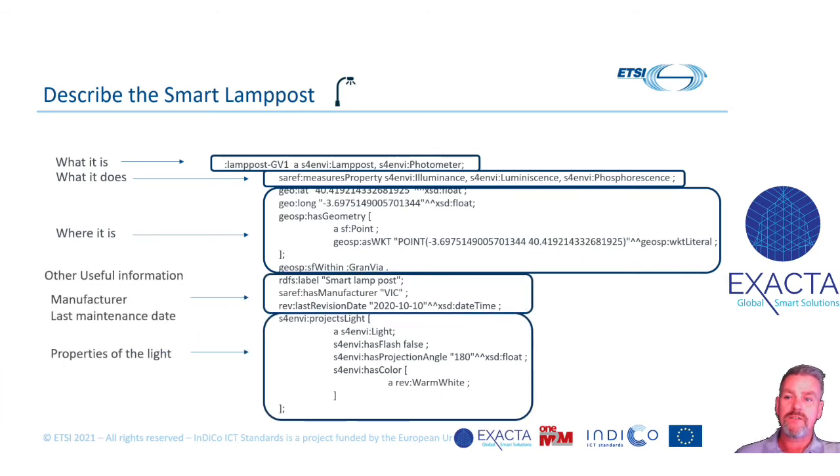And I'm providing some other useful information, such as the manufacturer, last maintenance date, and properties of the device, or properties of the light. And since the semantic description is a child resource, as opposed to an attribute, we have the ability to create semantic descriptions that can have a desired level of privacy.